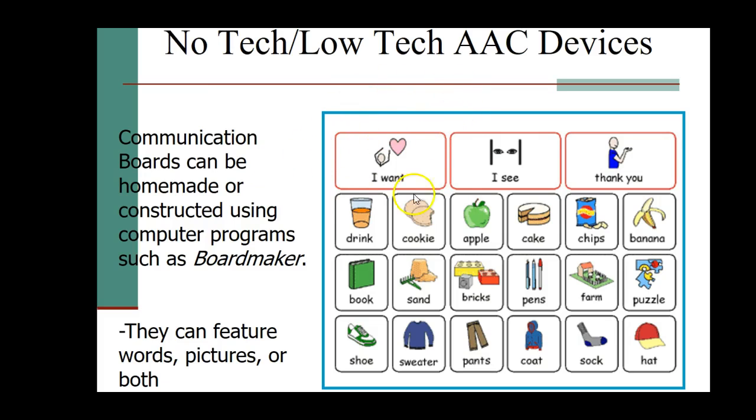Here is another communication board. I want a cookie. I want cake. I want a sweater. I want to wear a hat today. So all they have to do is touch. I see a banana. I see my shoes. All they have to do is you make these pictures and they touch and point. And it's so easy for them to communicate with you.